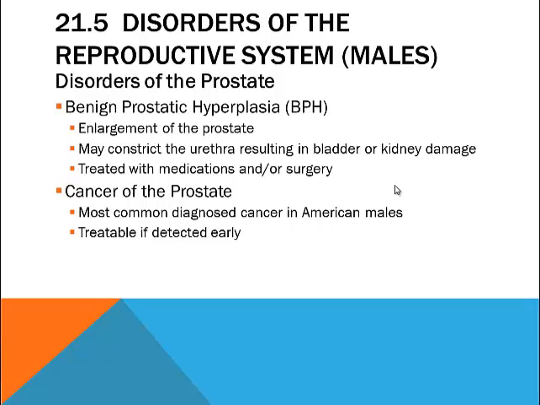The next disorder is known as benign prostate hyperplasia, or BPH. Around 40 years of age, some enlargement of the prostate occurs in males. The normal size of the prostate is about the size of a walnut, but it can swell to the size of a lime or a lemon with BPH. This may constrict the urethra, which runs through the center of the prostate gland, resulting in bladder or kidney damage. Early signs of BPH include more frequent urination, a weak stream of urine, a sense of not emptying the bladder fully after urination.